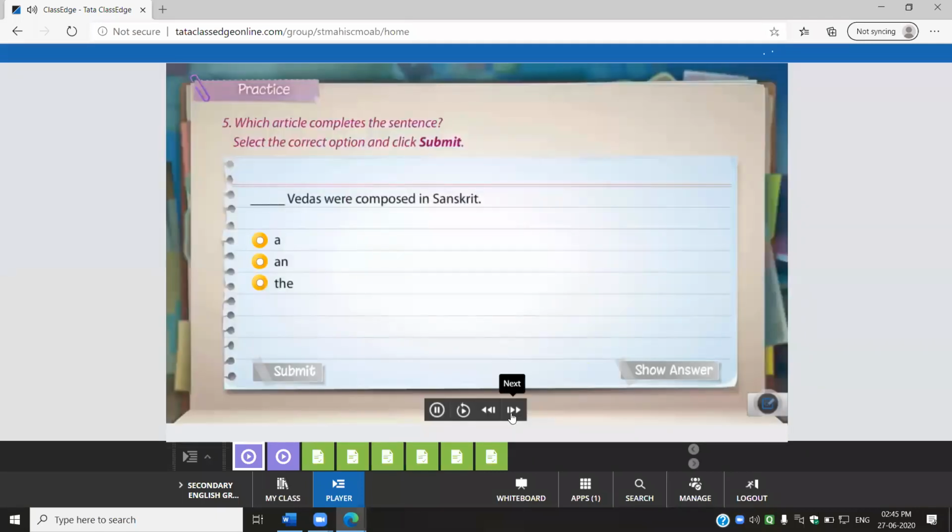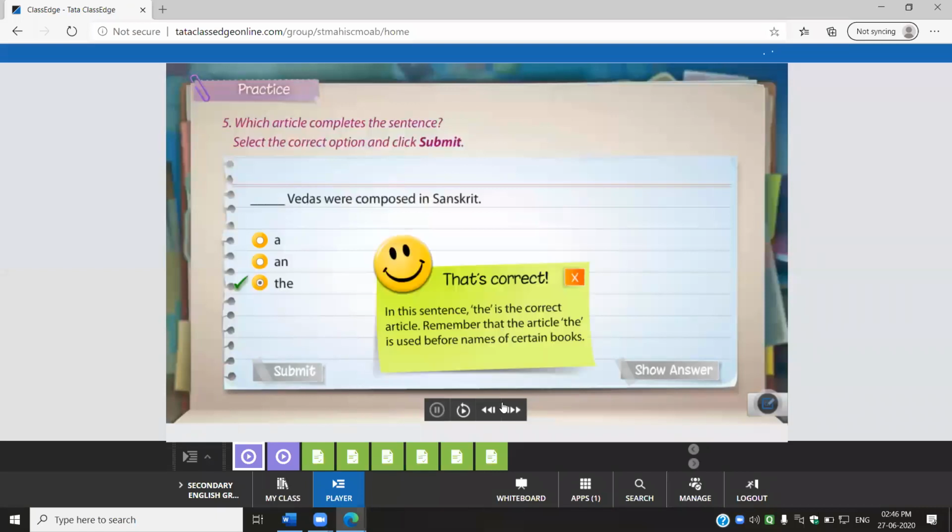Which article completes the sentence? Select the correct option and click Submit. That's correct. In this sentence, the is the correct article. Remember that the article the is used before names of certain books.